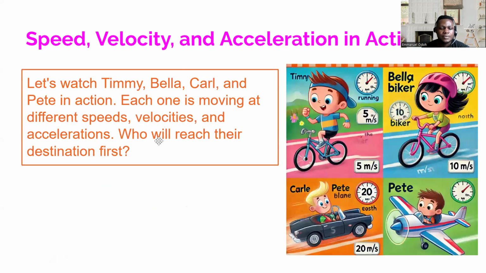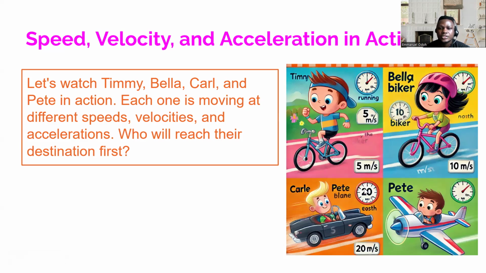So let's look at speed and velocity in action. You can see this is Timmy, Bella, Carl, and Pete in action. Each one is moving at a different speed. You can see Timmy is on a bike and is moving at 5 meters per second. Bella is also a biker, moving at 10 meters per second, traveling faster.